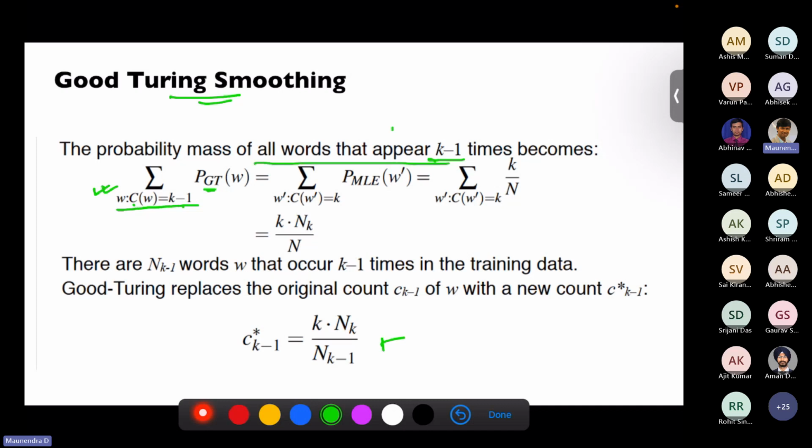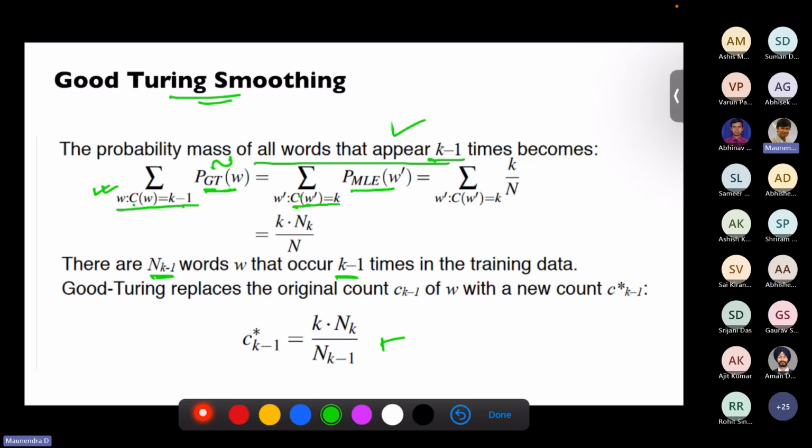Now their summation is equal to, since these counts are now coming from the next bin, right? So the summation remained, now it becomes for all words W prime for which the count was k, because we shifted probability from the k bin. And what was their MLE estimate? For each of those words, the probability was k divided by n. It is appearing k times out of n different tokens. In the earlier slide, I used T for tokens. Now their total mass becomes k into nk divided by n. Now there are nk minus 1 words that occur k minus 1 times in the training data.